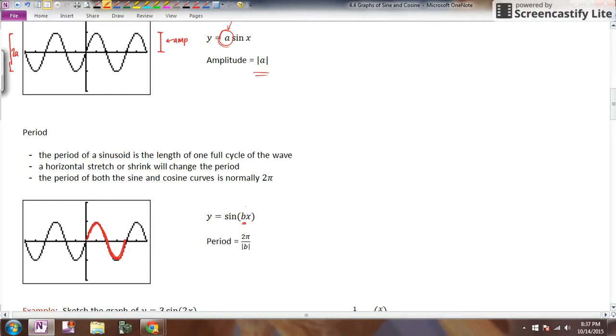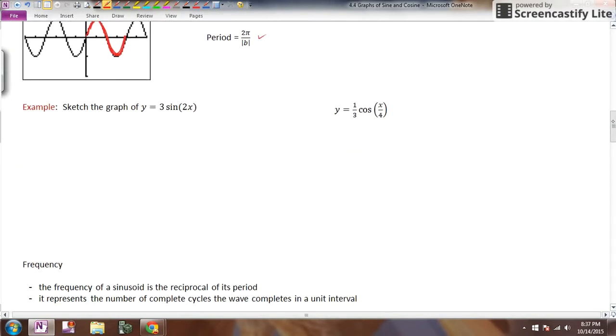And so it depends on what's being multiplied to the x is what you will get. And so the way you actually find the period is you do a little formula, 2 pi over b is how you find the period. And then what you'll do is you'll graph that, and then you'll mark off your tick marks, and then you'll do your 5 dots, and you'll have a gorgeous, gorgeous graph. So let me show you a couple.